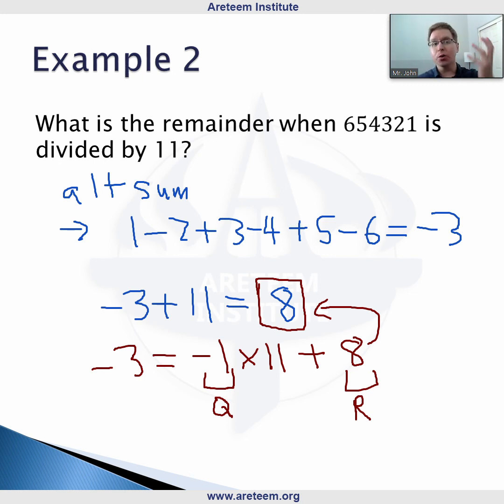So you take the alternating sum, just like the rule for 9. You maybe can repeat the rule, but here we have a small number anyway. We just need to convert that negative remainder into a positive remainder. If you have that negative number, you can add 11 to it, and we see that the remainder is 8 in this case.